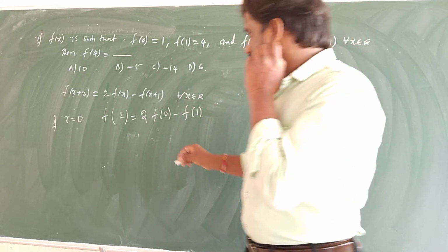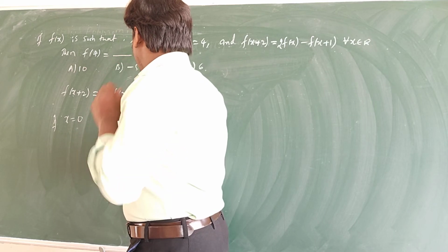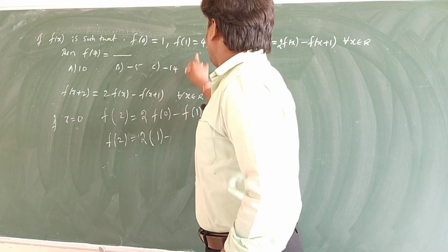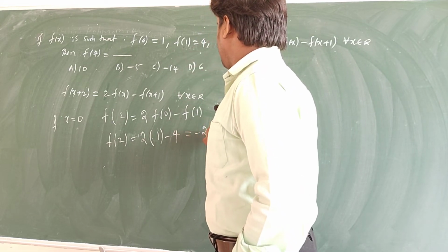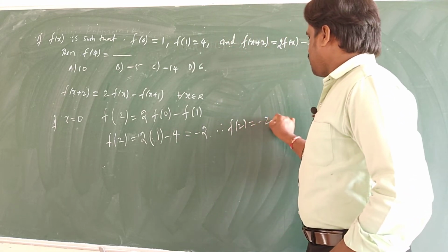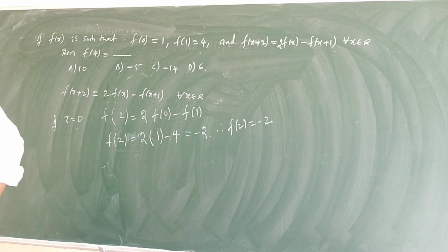Okay, so look at this directly, look carefully now. f(2) = 2 times f(0), what is the value? And f(1) value is how much? So this subtraction is how much? It means you got f(2) = -2. You want to get f(4). Now we'll go for f(3).